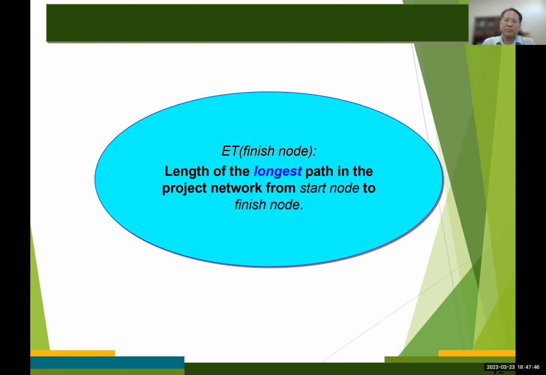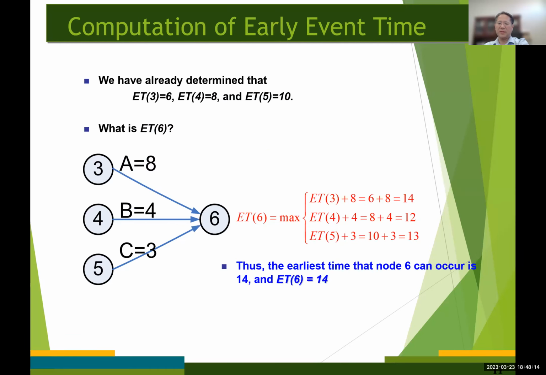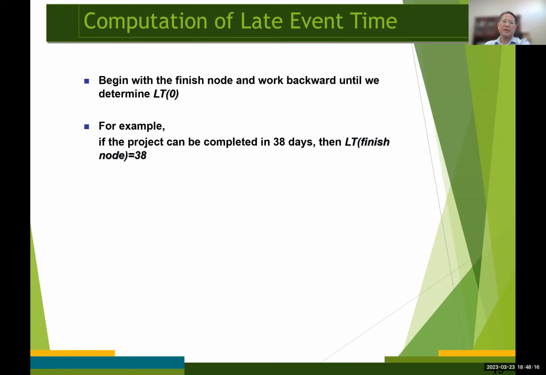So I decided the earliest time for the final node should be the length of the longest path in the project network from the start node to the finish node. Okay? Because when you compute the early event time, the earliest time, you always go with the maximum value. Like this, okay?